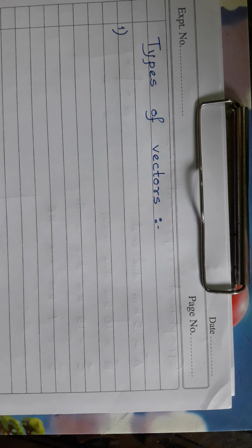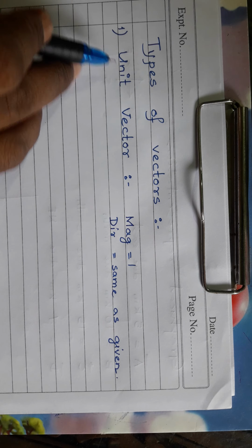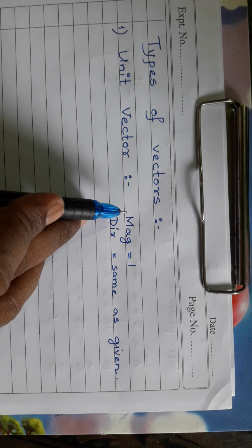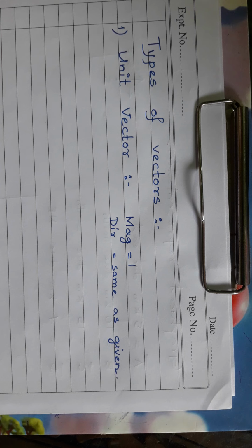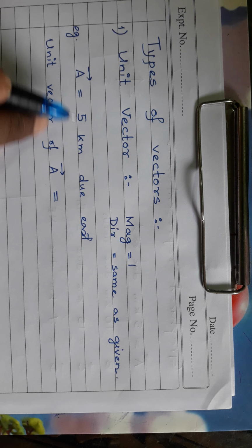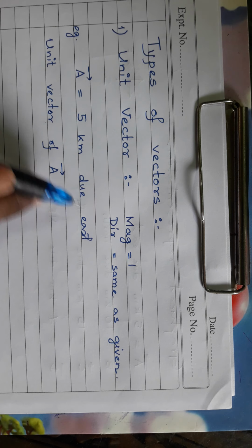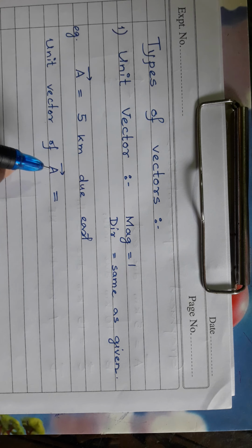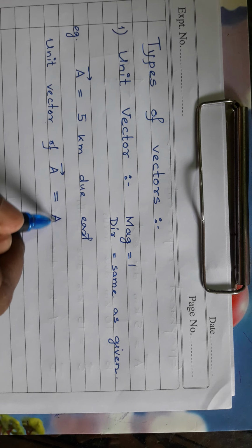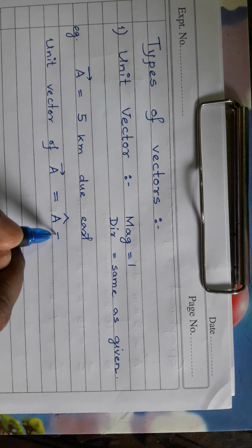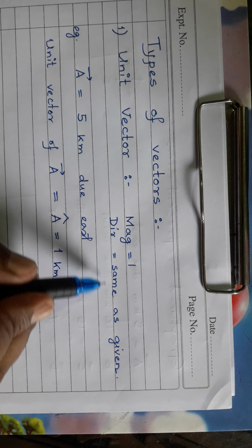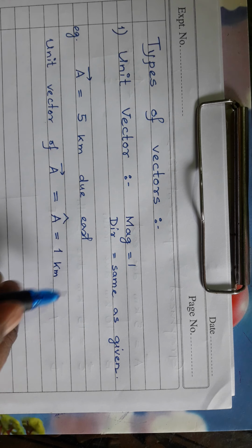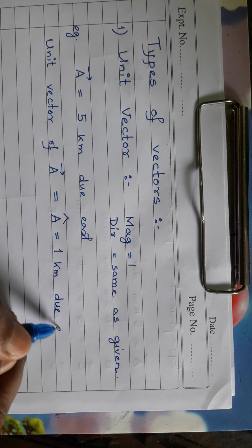Now we'll discuss different types of vectors. Number 1 is unit vector. Only remember, magnitude is 1, direction is same as given vector. Suppose a vector is 5 km due east. Then what is unit vector of a vector? We denote this by a cap. What will be the magnitude? Magnitude is 1, so it will be 1 km. And what is the direction? Same as given vector, that is due east.